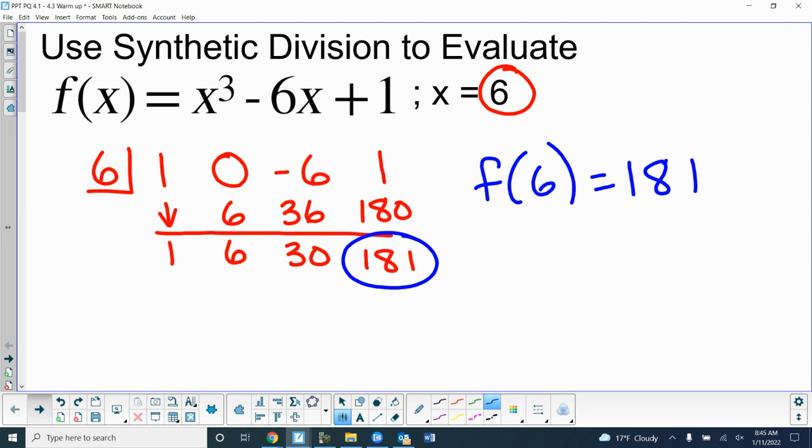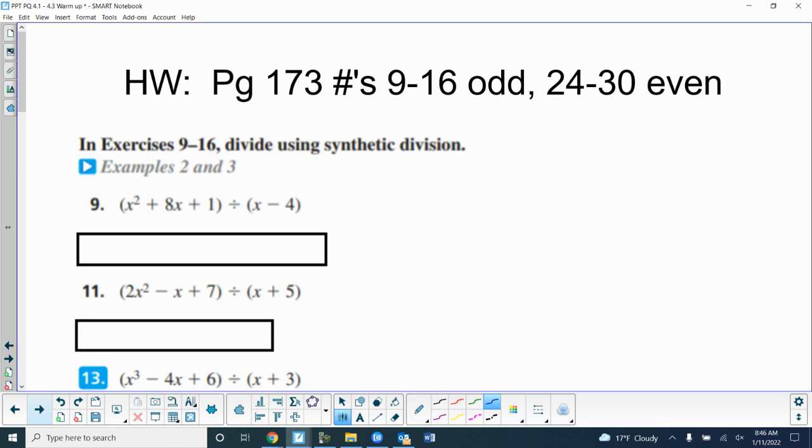So homework answers. All right. Number 9 is x plus 12 plus 49 over x minus 4. We did the odd, right? Yeah. Number 11 is 2x minus 11 plus 62 over x plus 5.